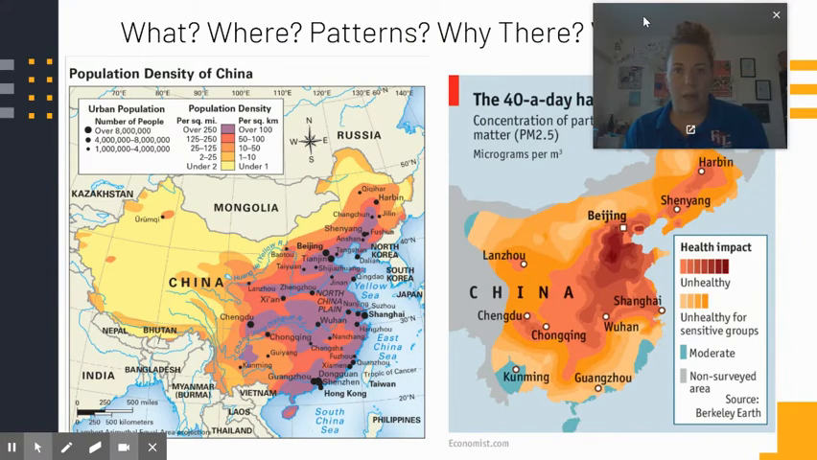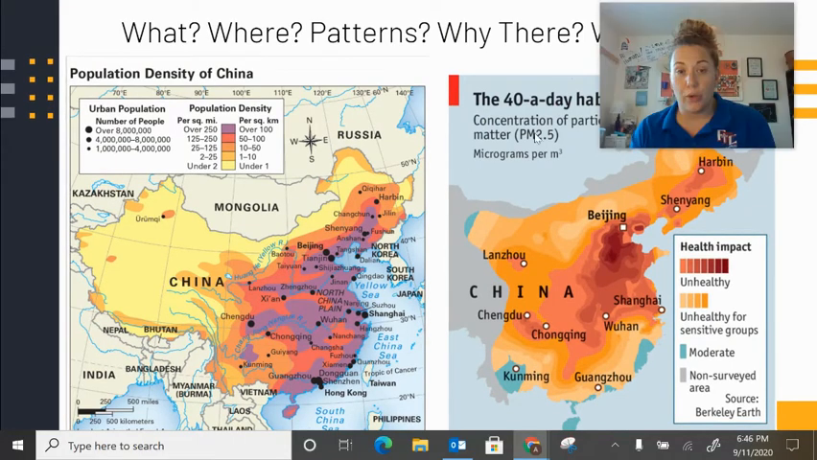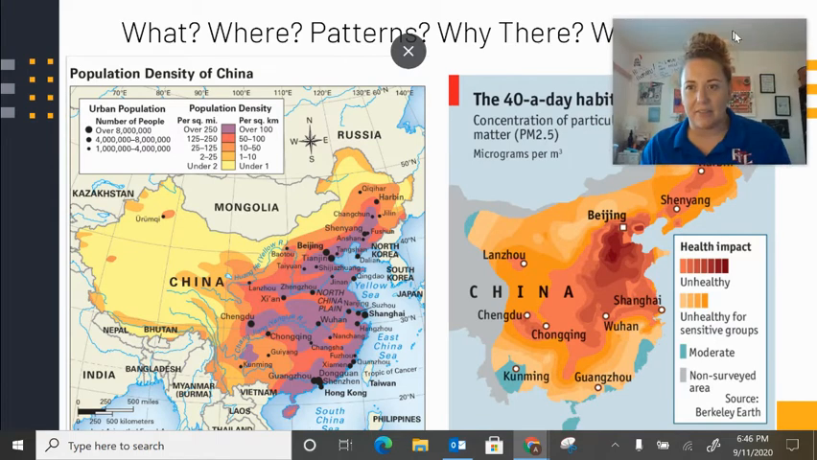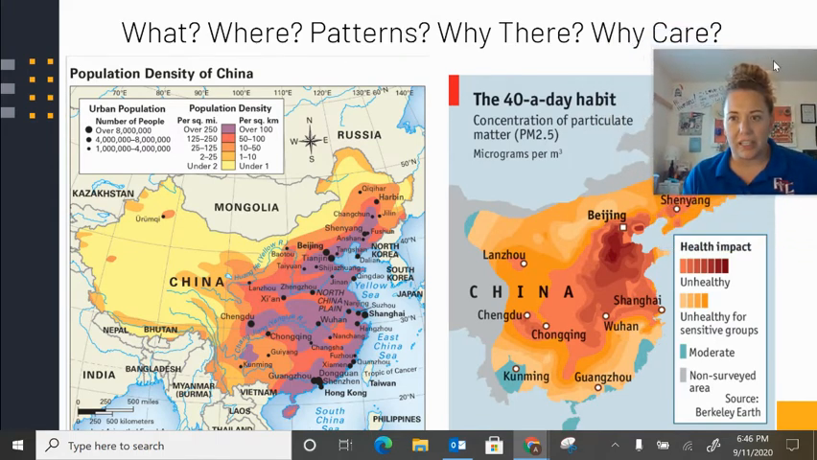All right, so again, I want you to look through this and understand correlations of data. So here we are looking at maybe two seemingly disconnected pieces of data. But when you actually take a minute, you start to see some correlation.